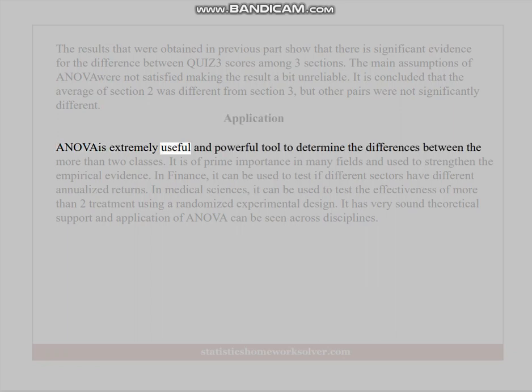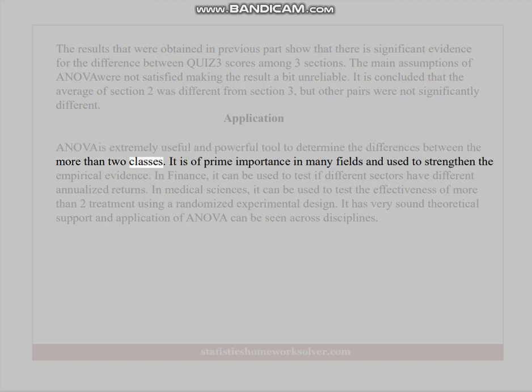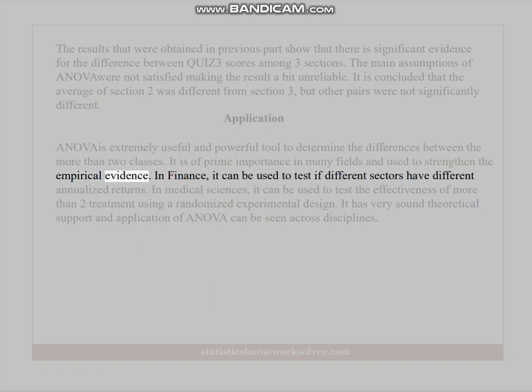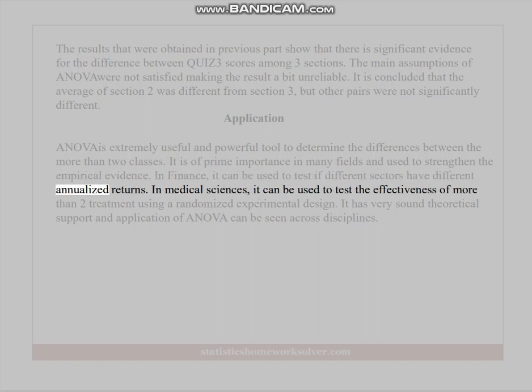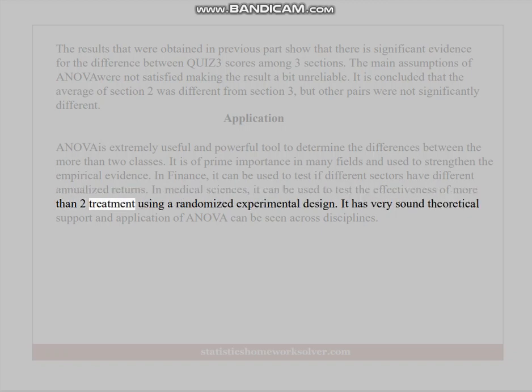Application. ANOVA is an extremely useful and powerful tool to determine the differences between more than 2 classes. It is of prime importance in many fields and used to strengthen the empirical evidence. In finance, it can be used to test if different sectors have different annualized returns. In medical sciences, it can be used to test the effectiveness of more than 2 treatments using a randomized experimental design. It has very sound theoretical support, and application of ANOVA can be seen across disciplines.